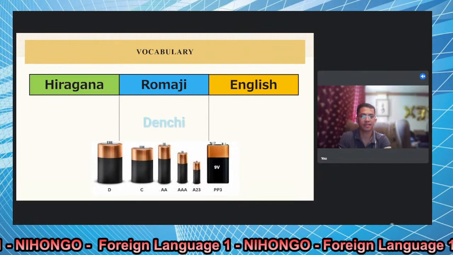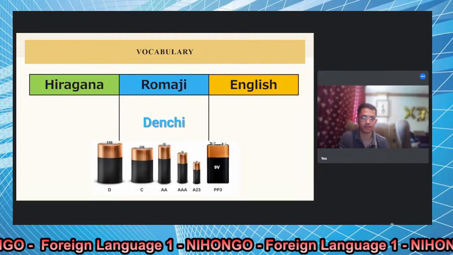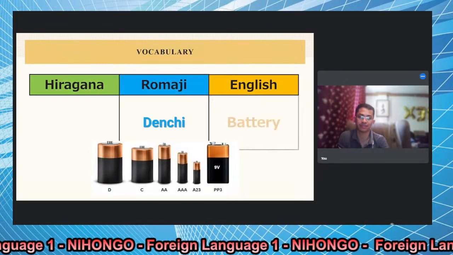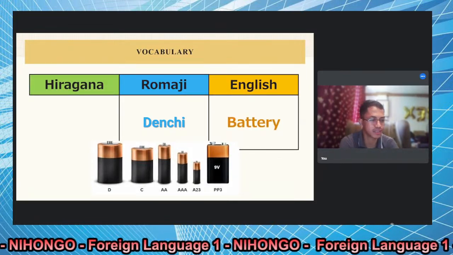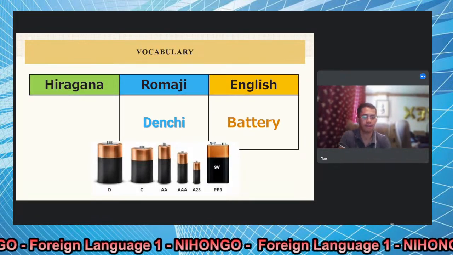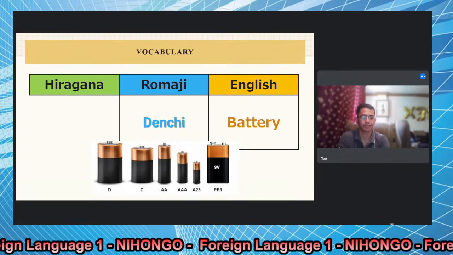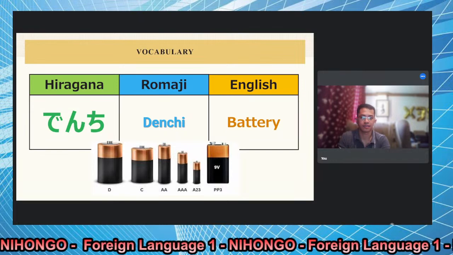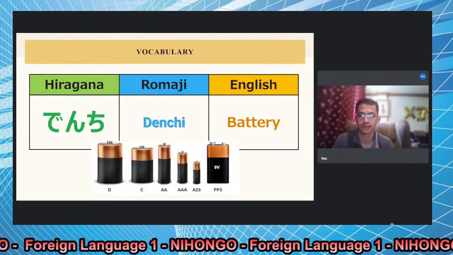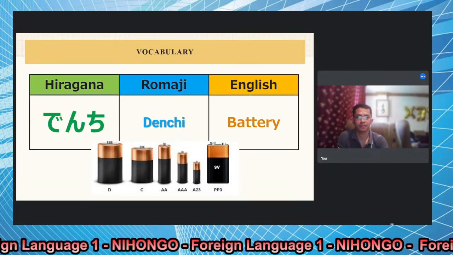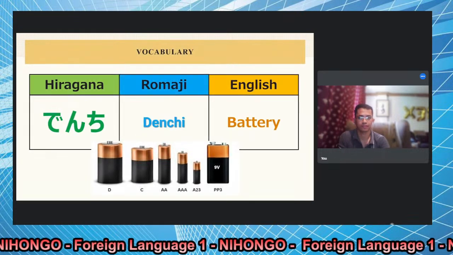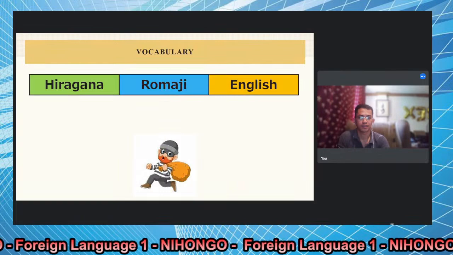Next is denchi. As you can see in the picture, it looks like a battery. So it is a battery. Denchi is a battery. And it is written as denchi. Next.